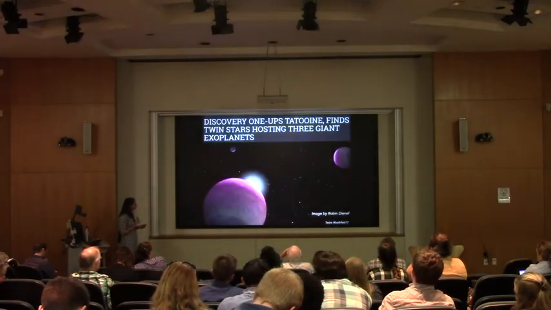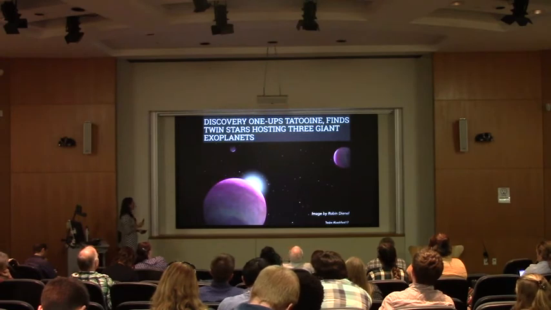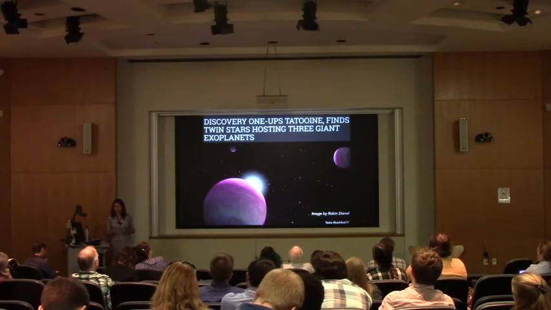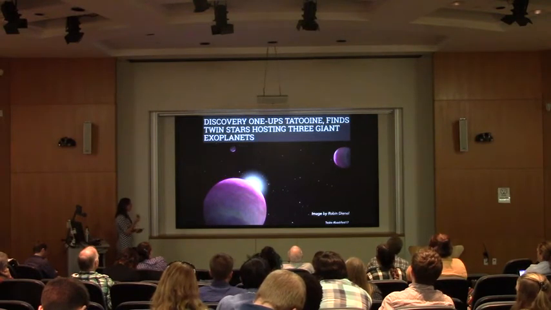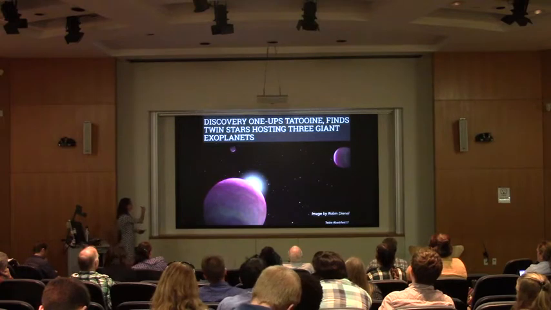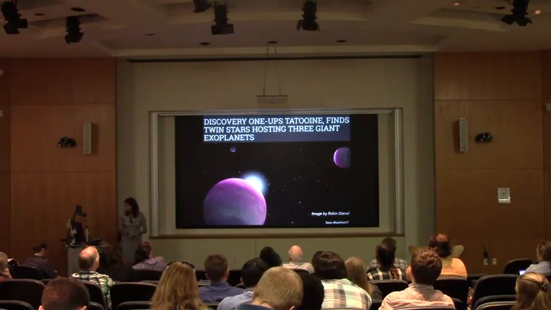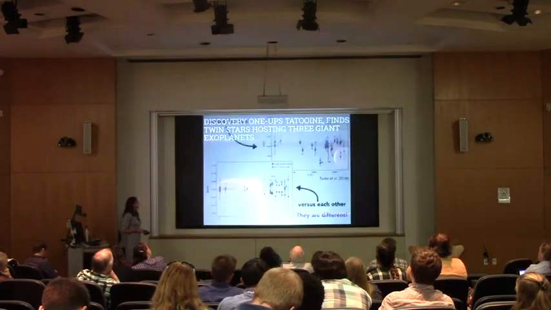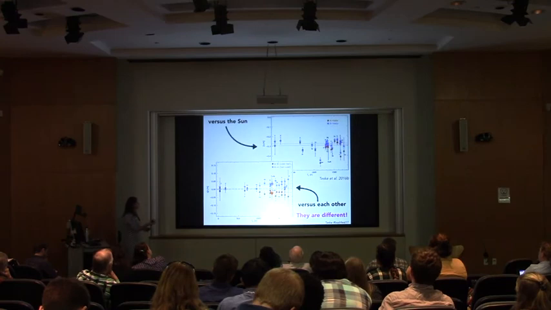I just wanted to walk you through one example of this, which was kind of special because I also discovered the planets, so that was kind of cool. This was a binary system detection, twin stars, and one of the stars has 2 planets, and the other star has 1 planet, and they're all sort of on the giant planet side. And I could do this differential analysis.